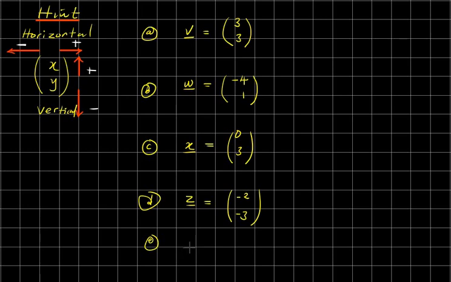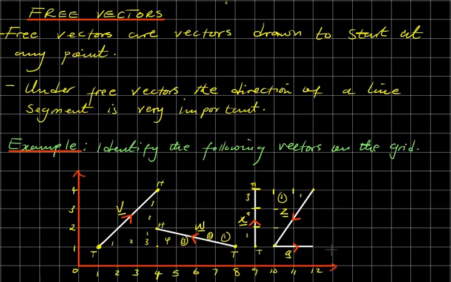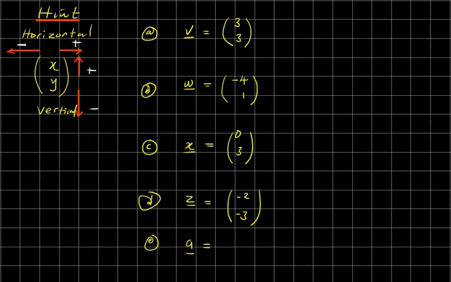Lastly we have vector A. Look at vector A. We are only counting across horizontally, so from here we have 1, 2, and then we are not making any movement vertically, so this one is going to be 2, 0.